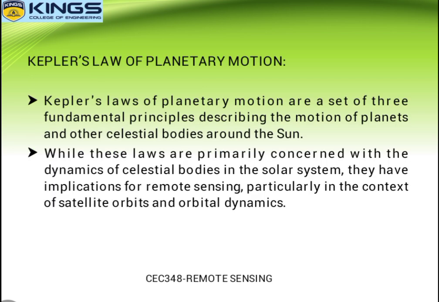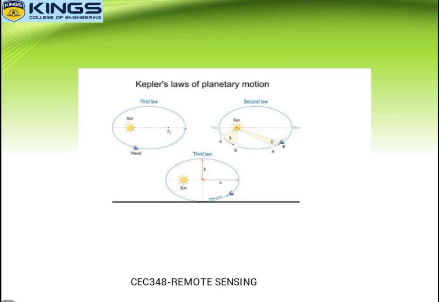Another topic is Kepler's laws of planetary motion. Kepler's laws of planetary motion are a set of three fundamental principles describing the motion of planets and other celestial bodies around the sun. While these laws are primarily concerned with the dynamics of celestial bodies in the solar system, they have implications for remote sensing, particularly in the context of satellites, orbits, and orbital dynamics. In this diagram of Kepler's laws of planetary motion: first law, second law, and third law.